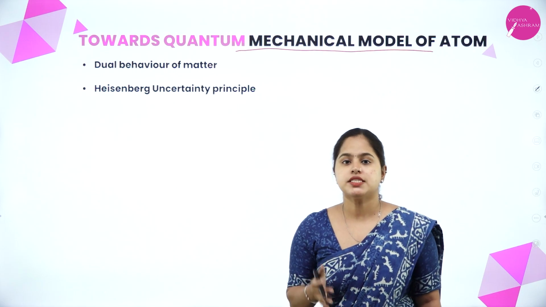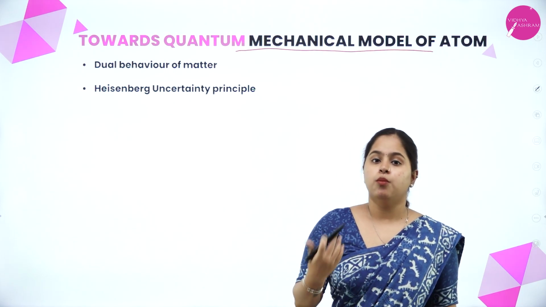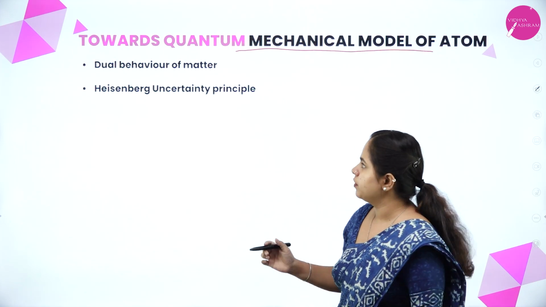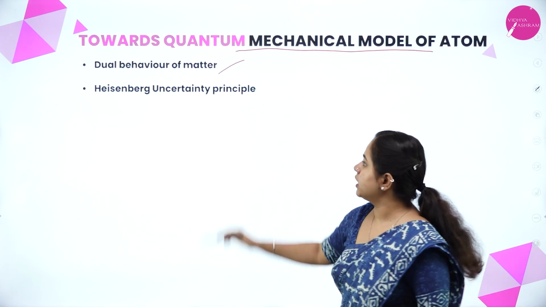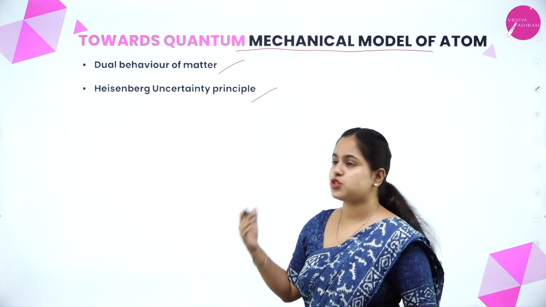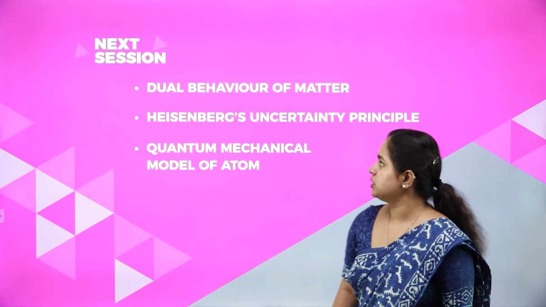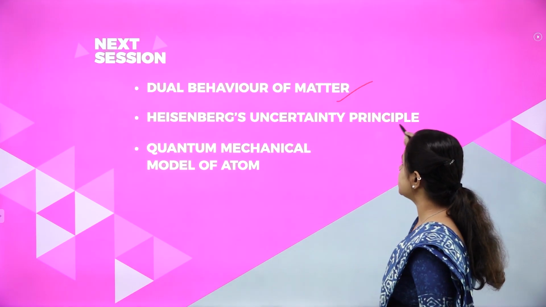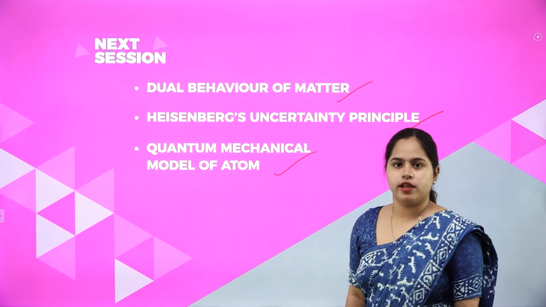So like we studied for Bohr's model of atom, which all are the developments which led to the Bohr's model of atom, same way we will be discussing it for quantum model of atom as well. So the first one is dual behavior of matter and the second one is Heisenberg's uncertainty principle. So in detail about these two we will be studying in the next session of your chapter. So in the next session we will be discussing dual behavior of matter, Heisenberg's uncertainty principle, and finally the quantum mechanical model of atom.